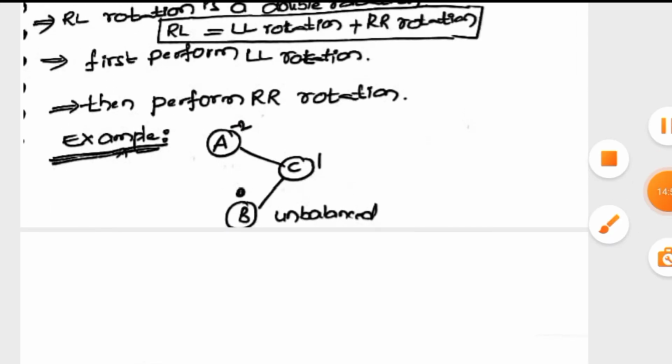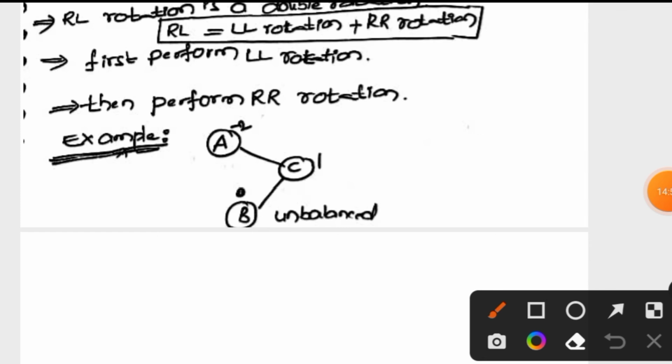Before that we have to check the directions, then only we can decide which direction we have to apply the rotation. First we have to see the last node, which direction it is. This is the left direction for C, and after that we have to check in which direction C is from A, that is right direction. So here we have to apply the RL rotation.